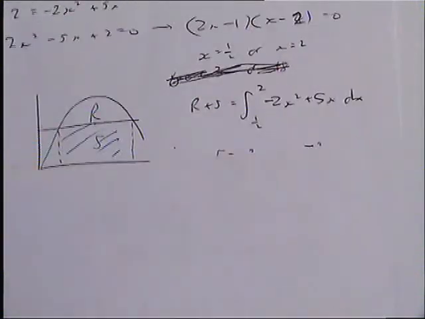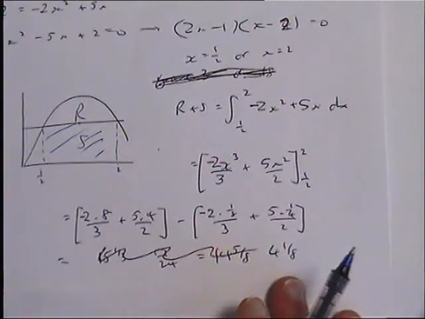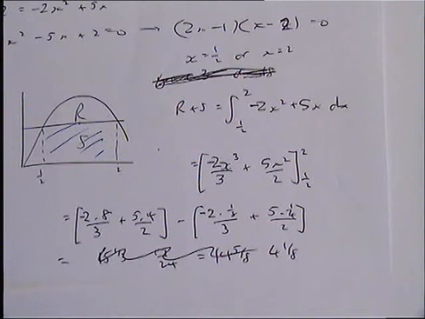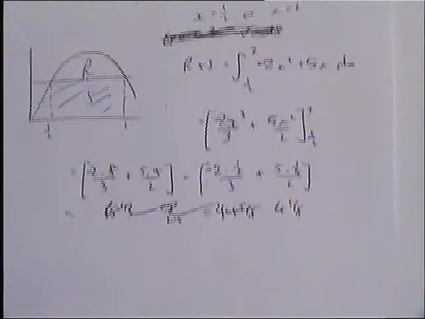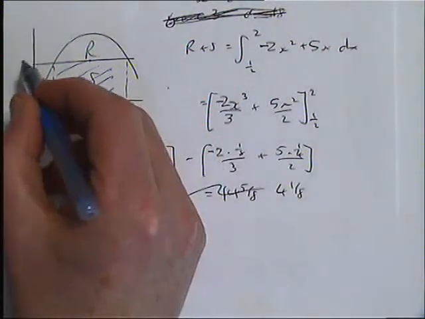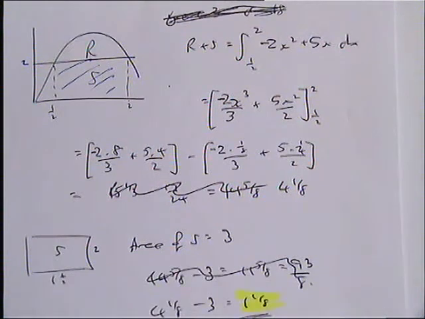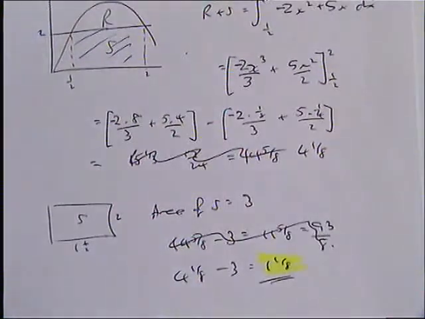So if I do that integration over there, that came out to be 4 1/8. That is R and S added together. And then the rectangle is 1 1/2 wide, and it's a height of 2, so it's got an area of 3. And if you take that 3 off the 4 1/8, you get to 1 1/8 for your final answer. Anybody want to say anything about that? That's the same as 9/8, isn't it? Same as 9/8, yeah. Okay.